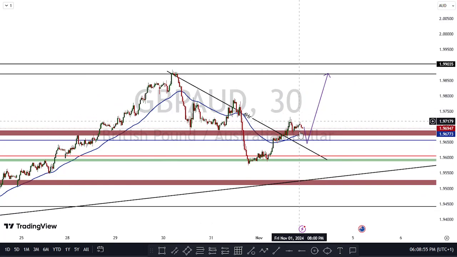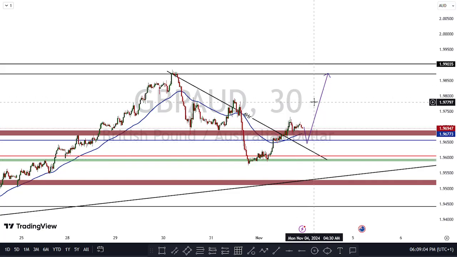Whatever way the market forms is how we react. Remember, being a trader, we react. We don't predict. We react. Market does this, we do this. It's just like a computer: if this, do this. If that, do this. So that's what we do.